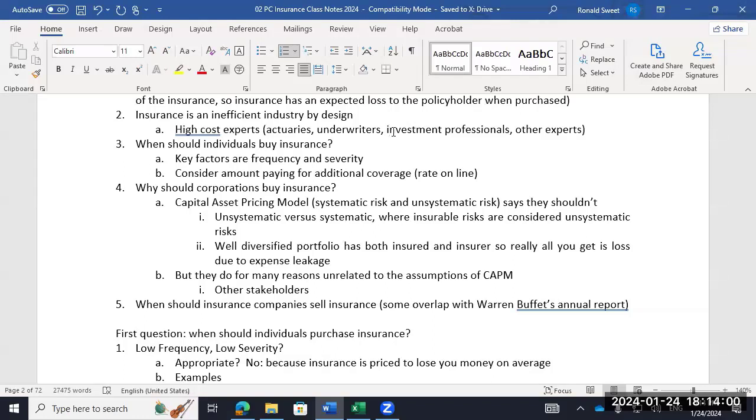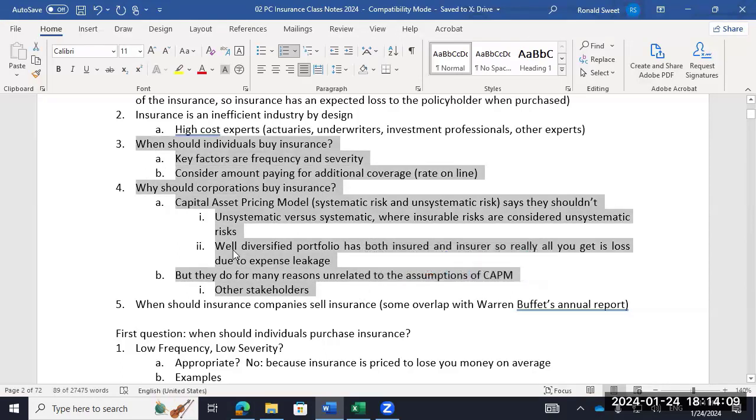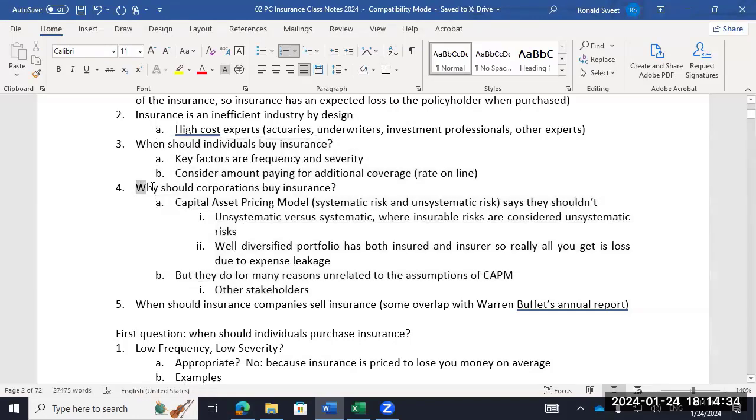So when should you buy insurance? We're going to ask these three questions. The first one's easy. When should individuals buy insurance? We talked about that in my life insurance class, so you're going to see that again, those that took that class. I won't ask if you remember it, but hopefully you will. The second question, you might say, why is this a different question? But it is a very different question. Why should corporations buy insurance? I think a better question actually is this one: should corporations buy insurance? That's the actual question we're going to ask.